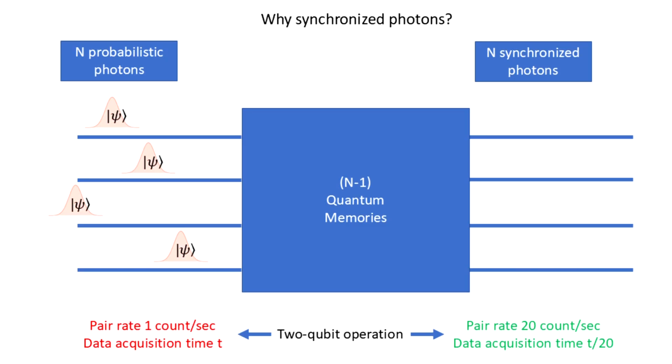Think about it, like one of the measurements that we are doing, it takes 7.5 hours to do that measurement. If I do the same measurement with these probabilistic photons, it would take 7.5 times 20, like 150 hours to do the measurement. That's not even practically possible. So synchronization helps us to perform the computation in a faster way.